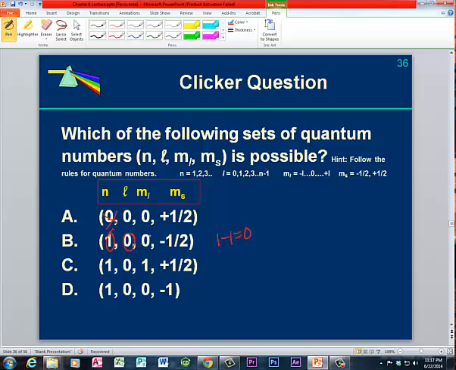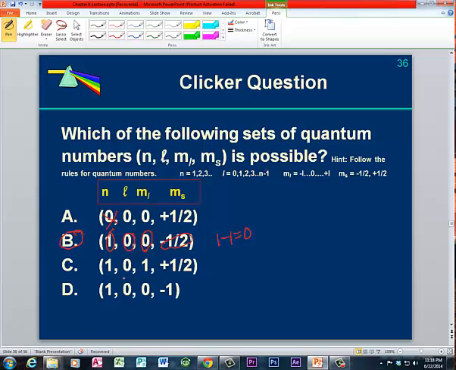Let's take a look at the m sub l value. If we look at m sub l, it can be minus l through 0 to plus l. So if we look at that, l is 0, so the only possible value for m sub l is 0. So that is just fine, and so the first three quantum numbers are okay. Now, the m sub s value can only be plus a half or minus a half. This could have been plus a half. It is minus a half, so that's okay. That makes B the answer to our problem.